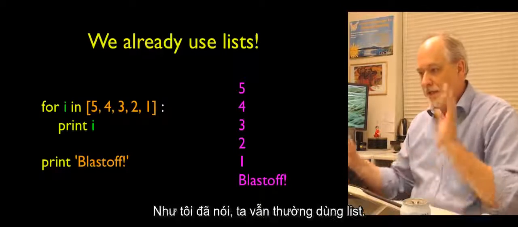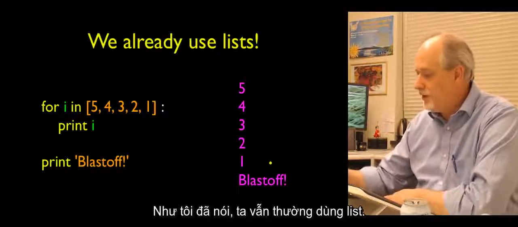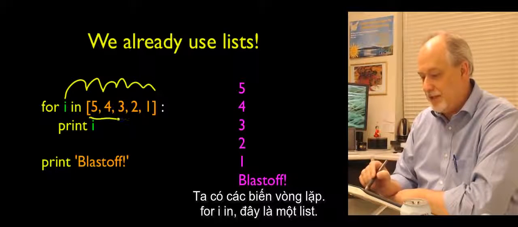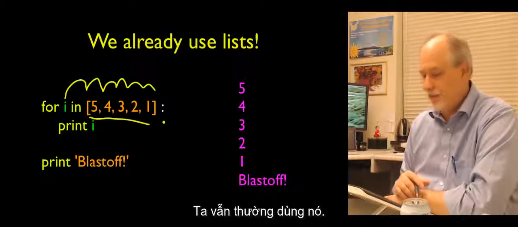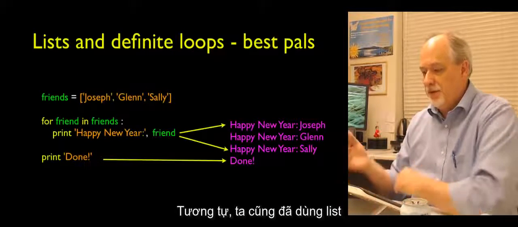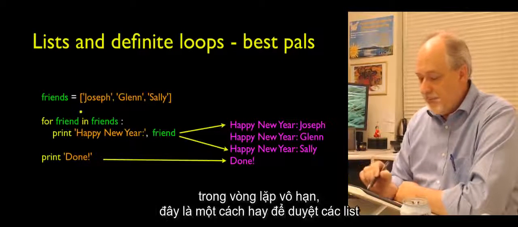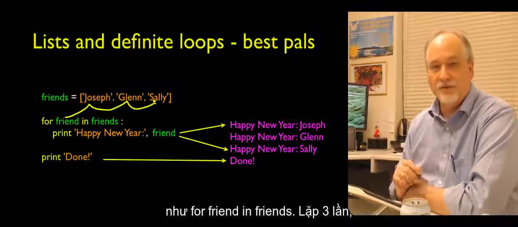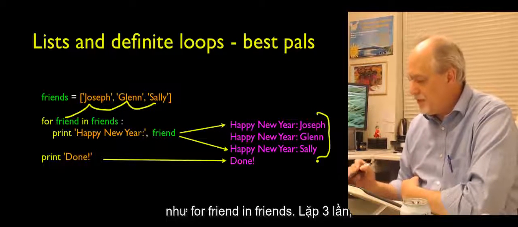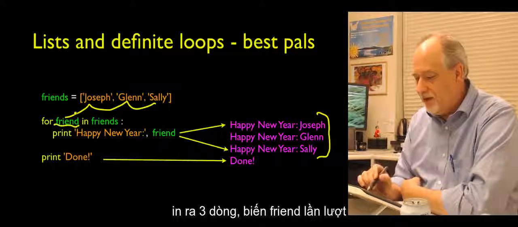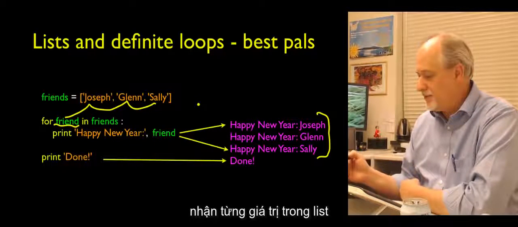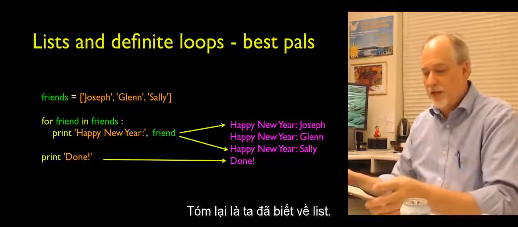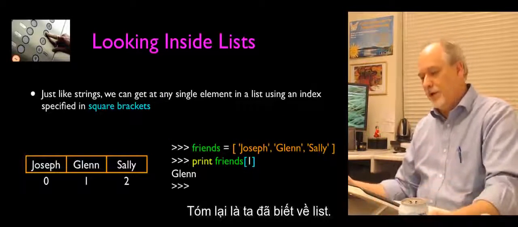Like I said, we have been going through lists all along. We have iteration variables, for i in. This is a list. We've been using it all along. Similarly, indefinite loops are a great way to go through lists: for friend in friends. It goes through three times, out come three lines, with the variable friend advancing through the three successive items in the list, and away we go. So again, lists are not completely foreign to us.